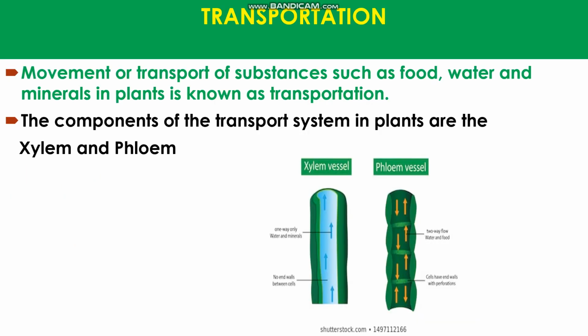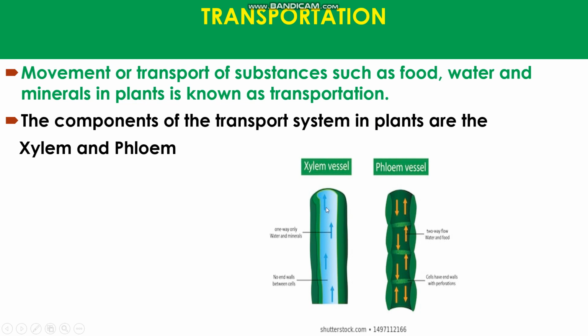Just like animals, plants also have a system to transport materials such as food, water and minerals. Now what are the components of the transport system? This includes the xylem and the phloem. All of you are familiar with the xylem and the phloem. Now what are the differences between xylem and phloem?